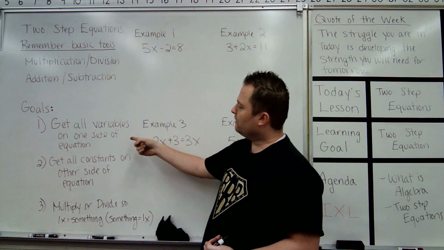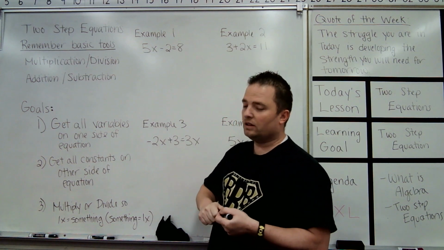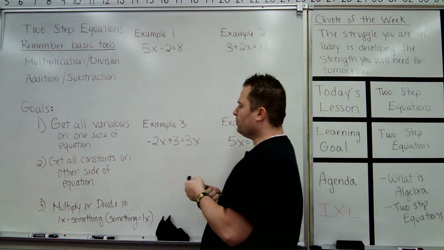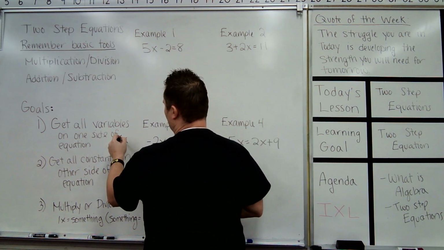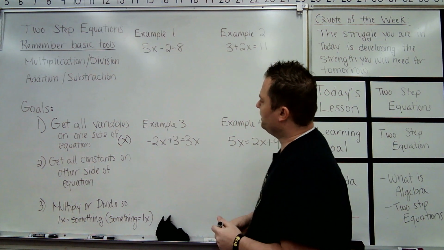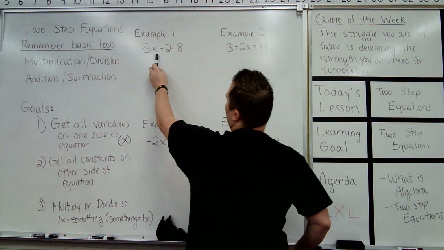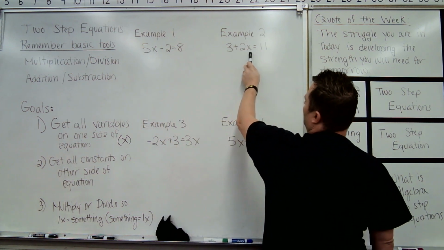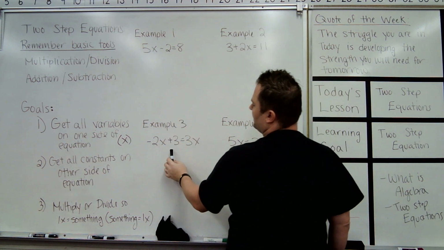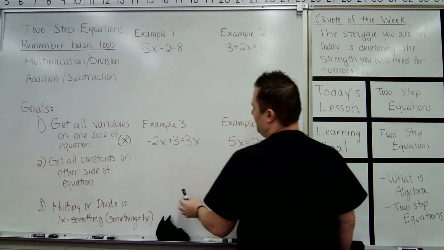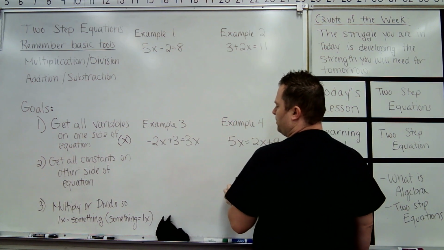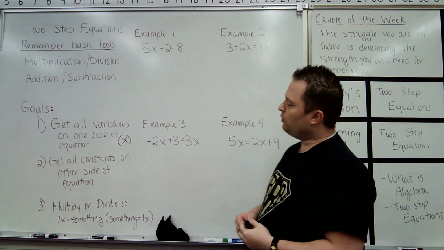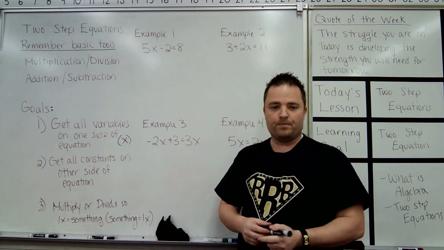The first goal is we want to get all of the variables onto one side of the equation. Now, just to remind ourselves, what are variables? Those are things that have to do with x. So such examples are this number here, 5x. 5x is a variable. In this example, 2x is a variable. In this example, negative 2x is a variable, and 3x is a variable. In this example, we have 5x as a variable and 2x as a variable. Anything with an x, you can call a variable.